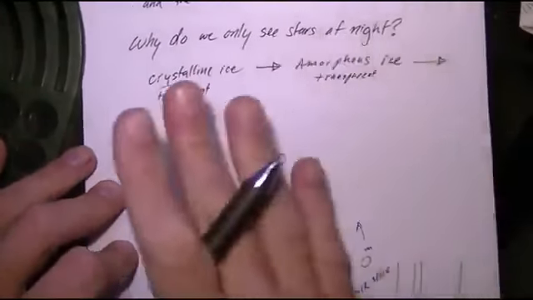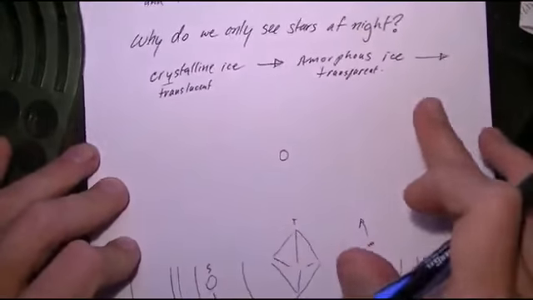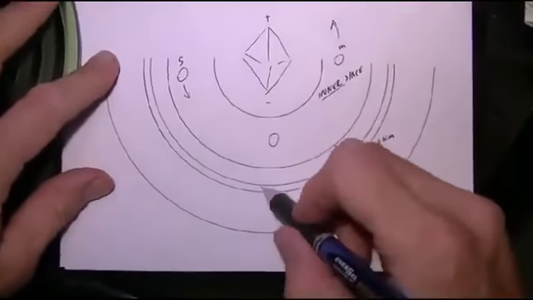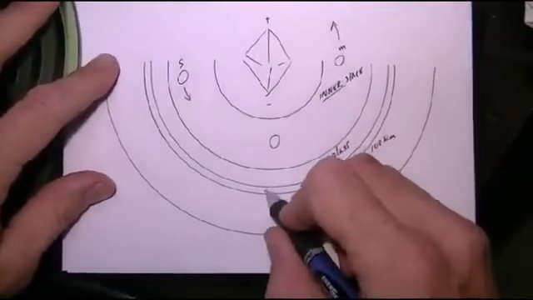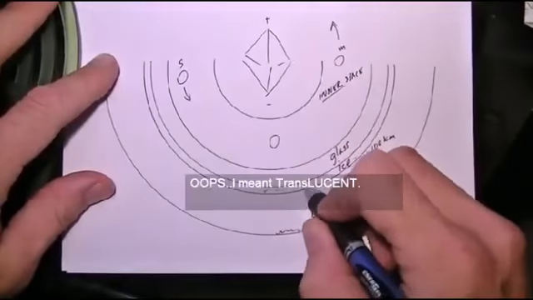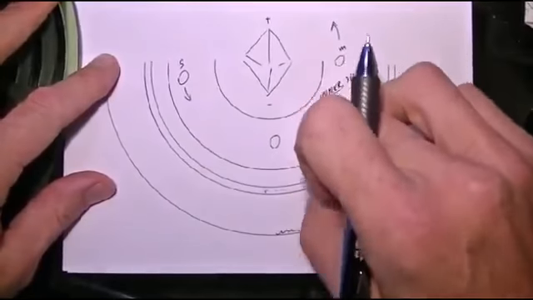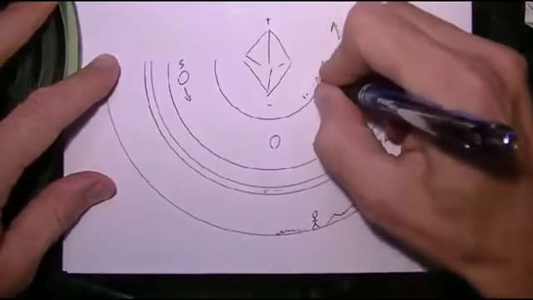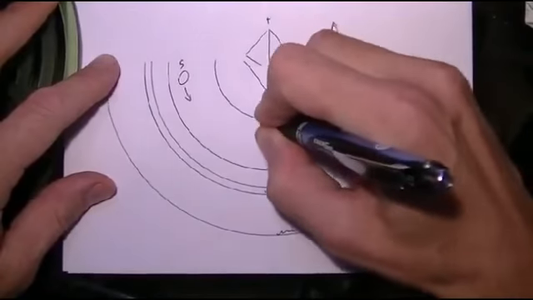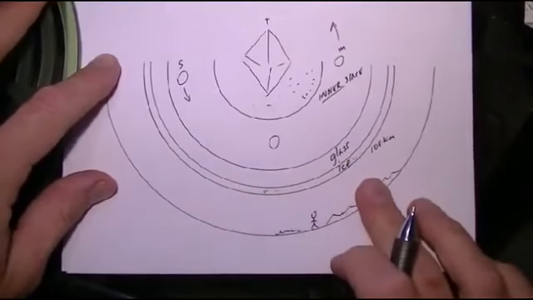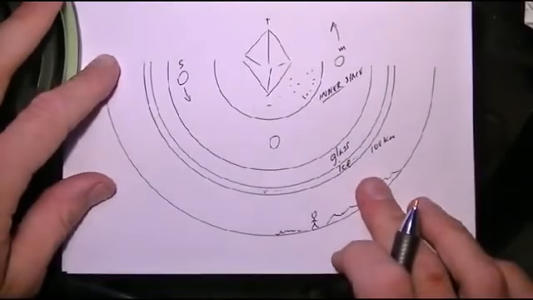It fluctuates daily between crystalline and amorphous. So when the sun is over here in the daytime, the ice changes into crystalline, and it becomes translucent. It's blocking out a lot of the light, and that's why the stars are up here in the celestial sphere. That's why we can't see the stars, because of the translucent crystalline ice that changes daily.